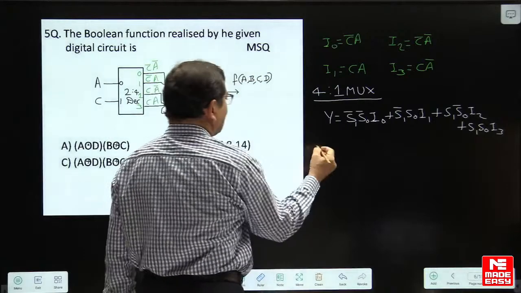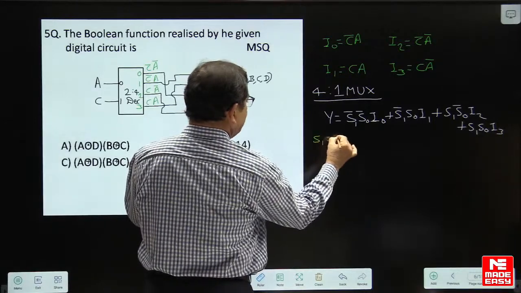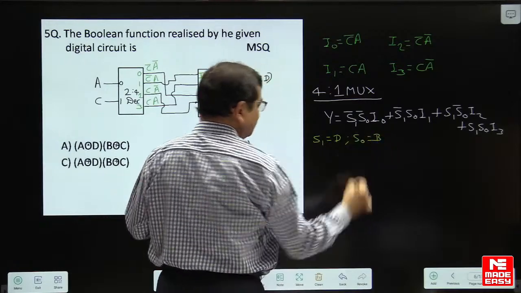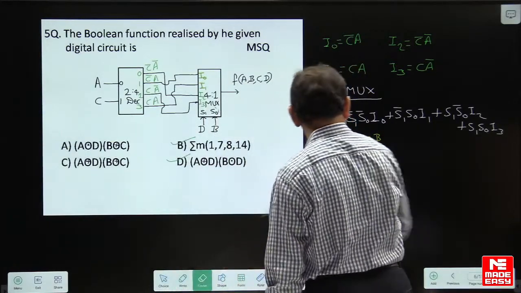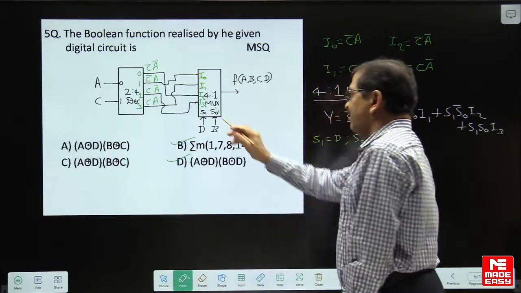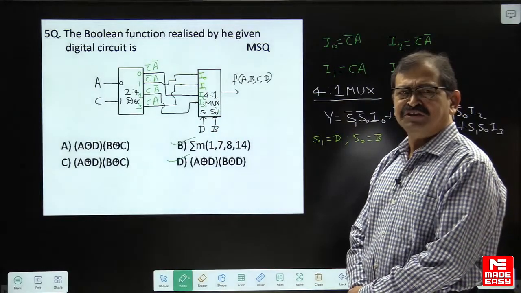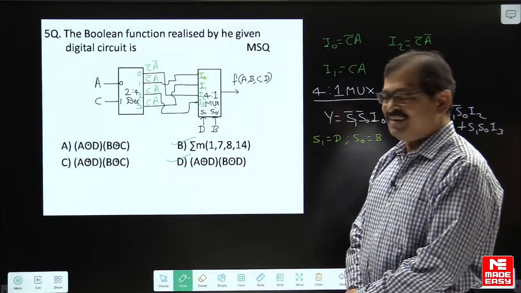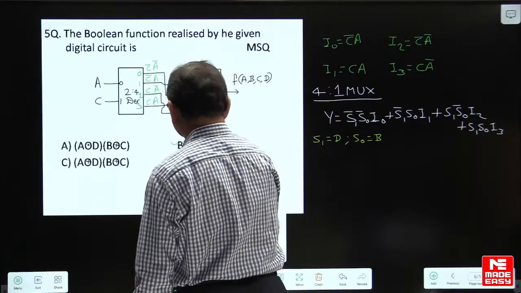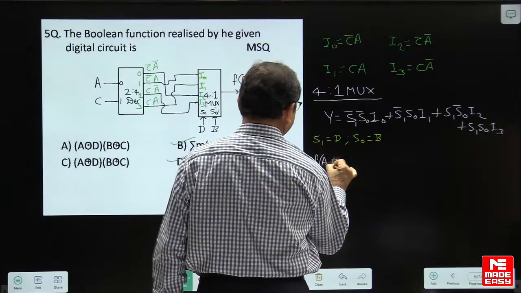Now if you look here, based on the connections, one other important thing: S1 is connected to D and S0 is connected to B. This is again important as far as the multiplexer connections are concerned. S1 is connected to D, S0 is connected to B. Just randomly zigzag should not work, right? So once you know this, knowing the inputs of the multiplexer, we are able to read the function f of A, B, C, D.